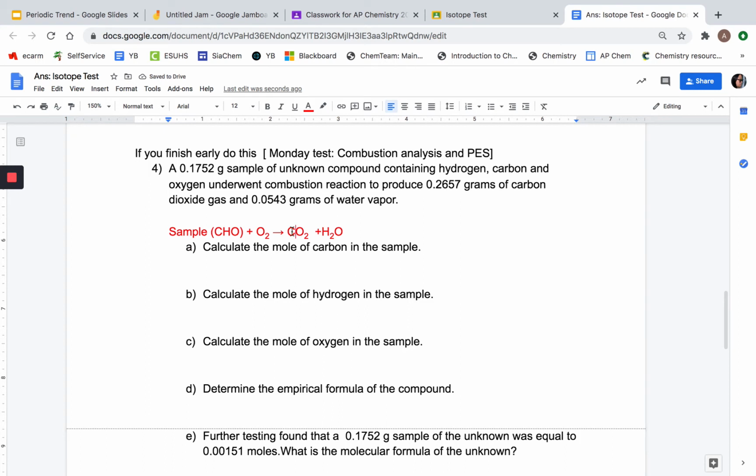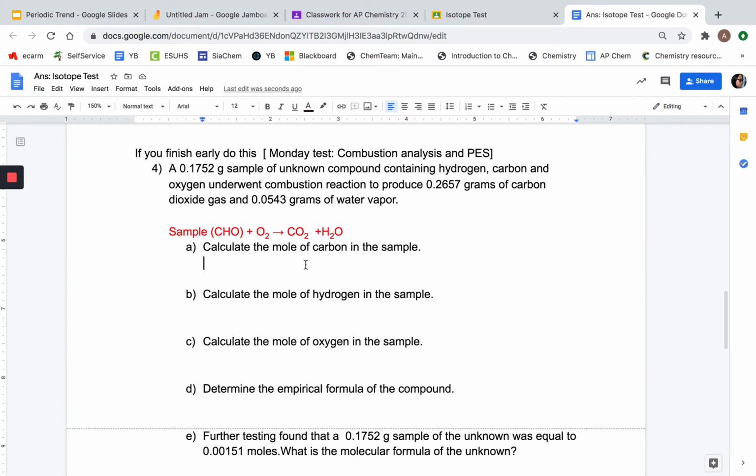In this case, the carbon in the carbon dioxide comes from the sample's carbon. For the hydrogen, same thing: the hydrogen of the water comes from the hydrogen of the sample. Now, looking for the oxygen is a little bit more tricky because oxygen is found in carbon dioxide and also in water, and both of these come from the oxygen that is part of the reactant used to burn this sample and also part of the sample. So it's a little bit different, but let's get started.